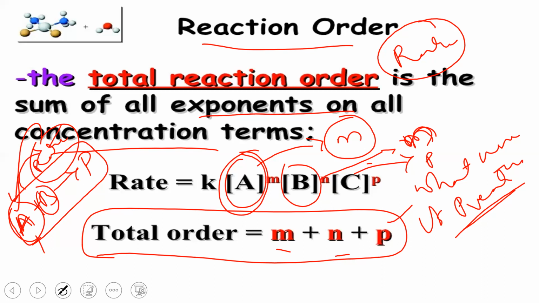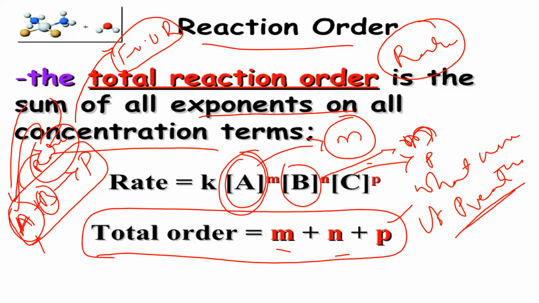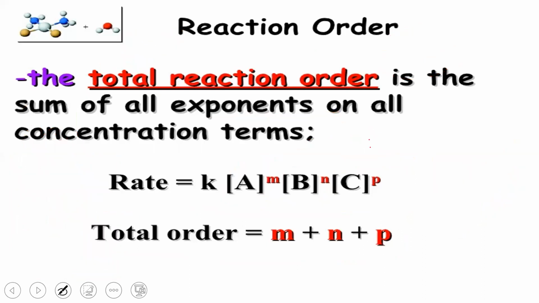So that type of order is known as first order reaction. If the rate of the reaction depends upon only one reactant concentration, then that type of reaction is known as first order reaction. So there is a reaction system, for example, here. If the rate of the reaction only depends upon the concentration of A only, then it is known as first order reaction.